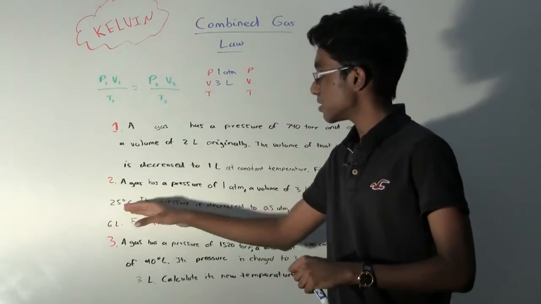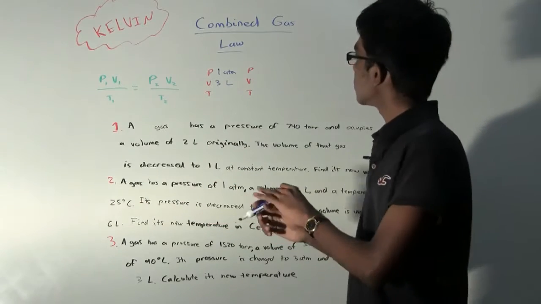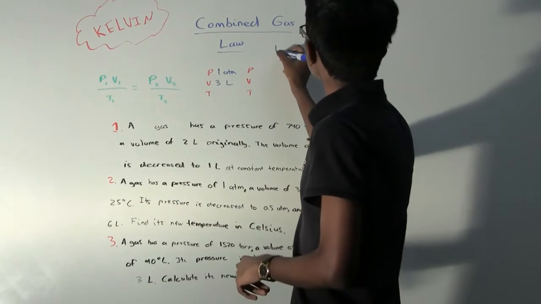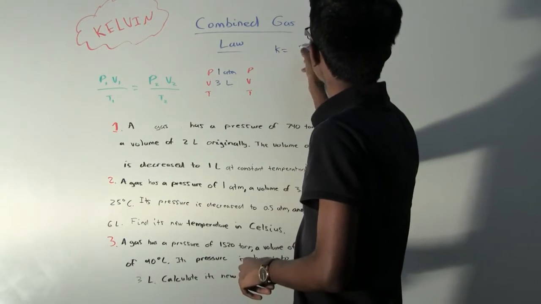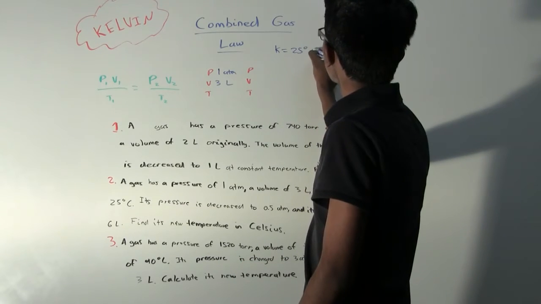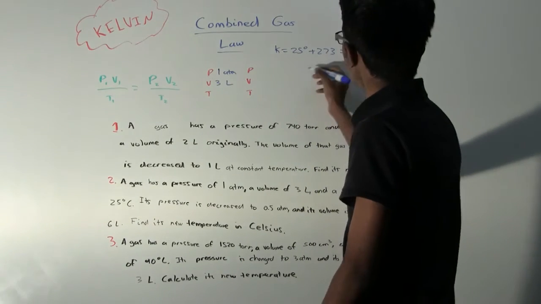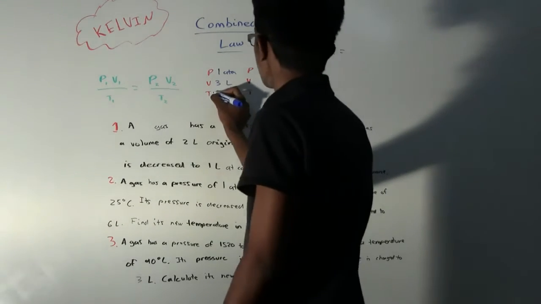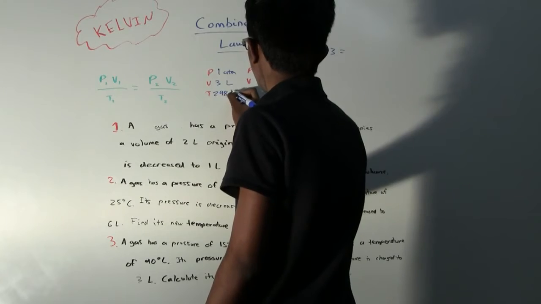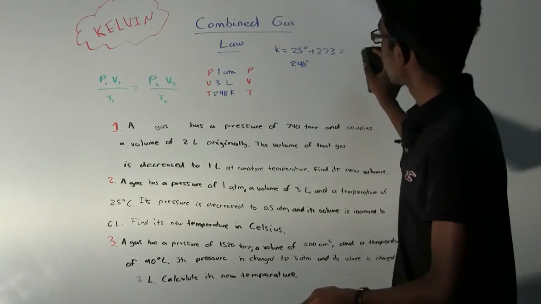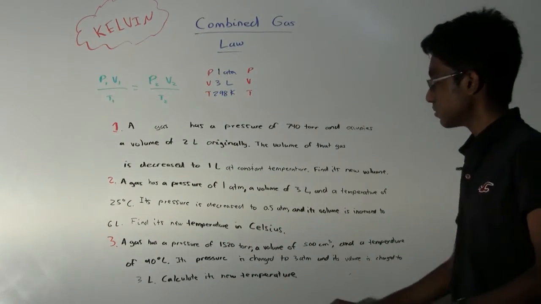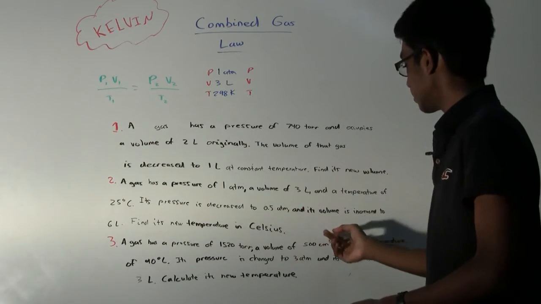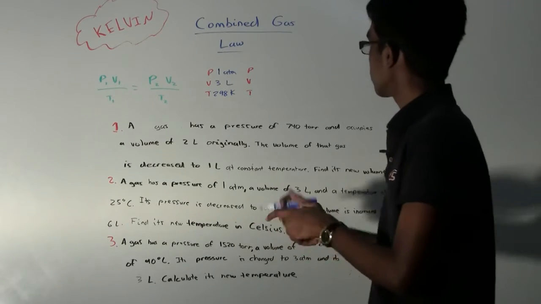So 25 degrees Celsius, convert that into Kelvin. So Kelvin temperature is going to be 25 degrees Celsius plus 273, and that's going to be 298. So our Kelvin temperature is 298 Kelvin. Okay. And then our final conditions is pressure is decreased to 0.5 atmosphere.